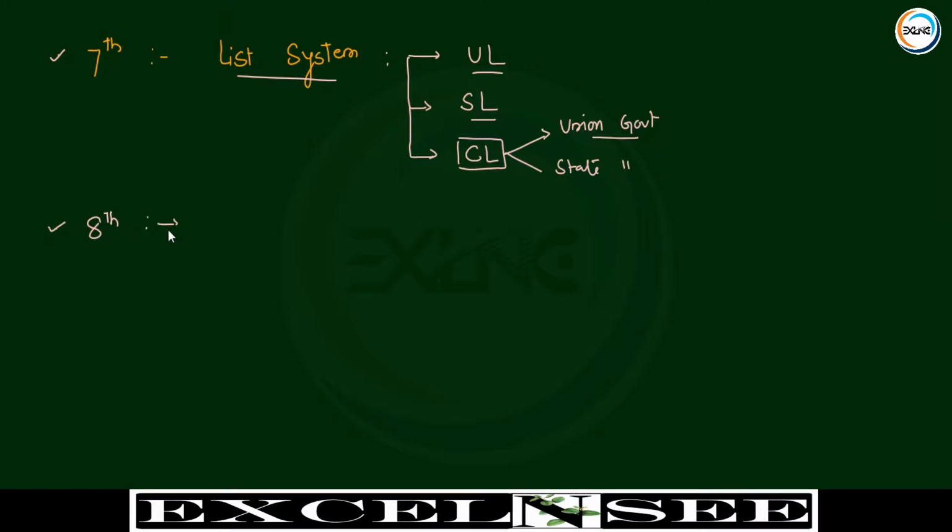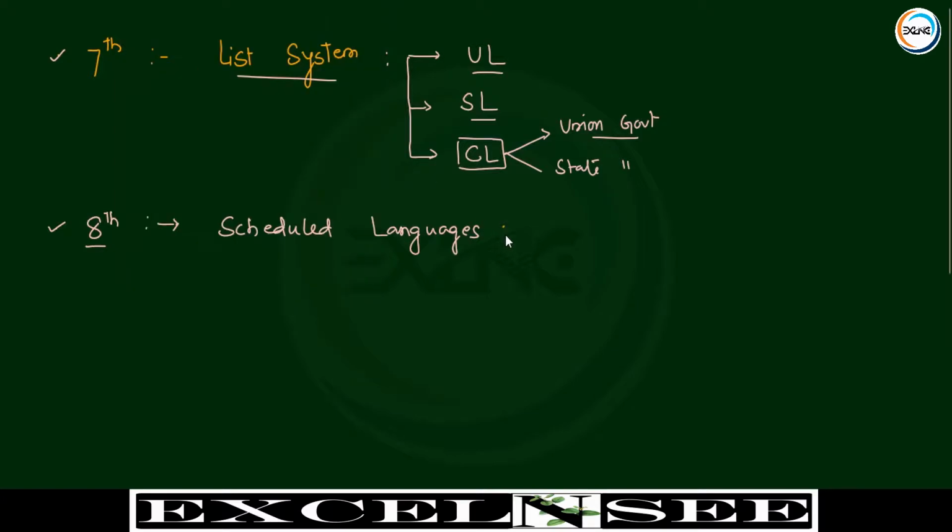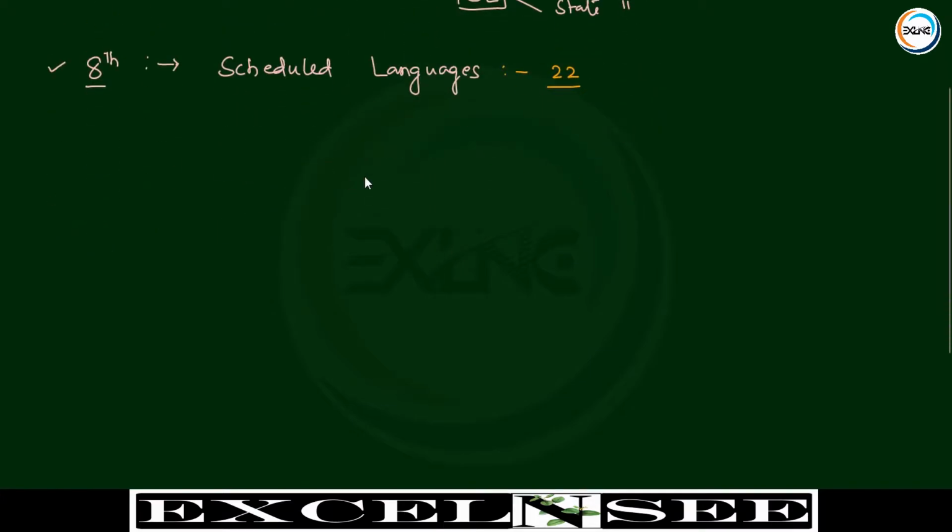So the 8th schedule basically talks about what? The languages, the scheduled languages. Remember, scheduled languages. How many scheduled languages are there? There are 22. Okay, some important additions we will write at the end of this lecture.